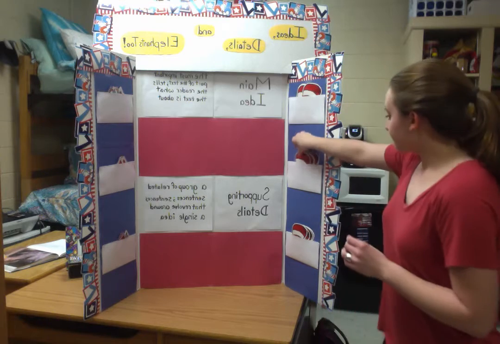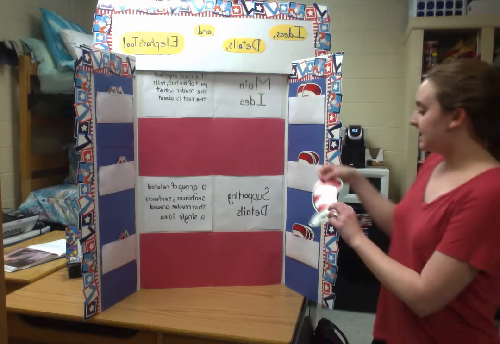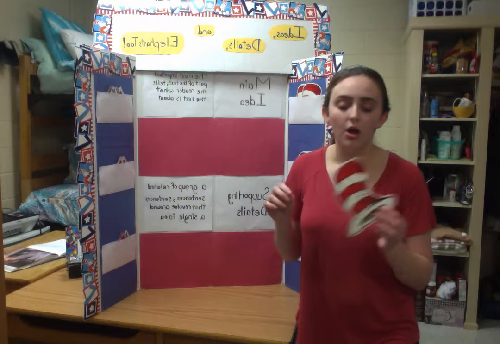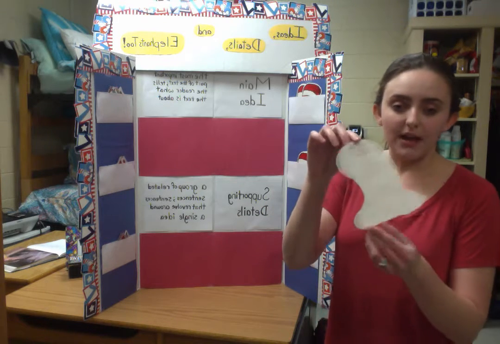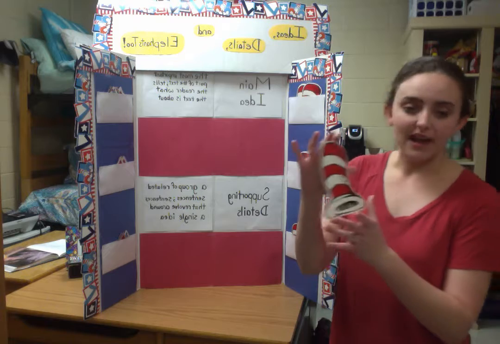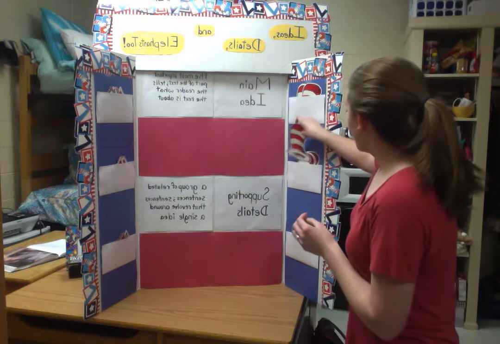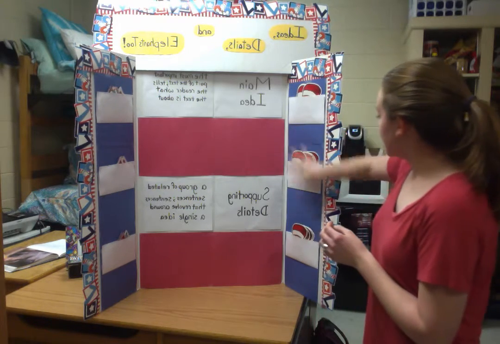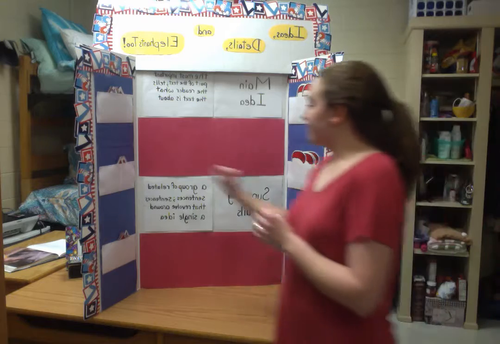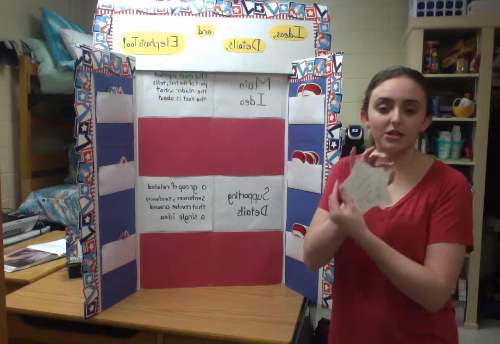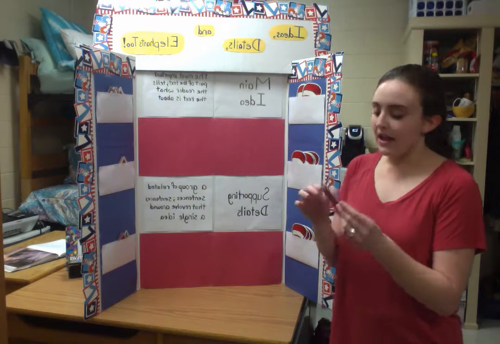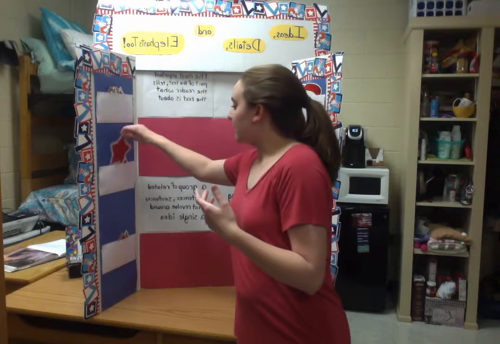What I did was, for the main idea, I had each group write on individual cutouts their main idea on the back of this red and white Cat in the Hat, and I had each group place their hats in these pockets on the left, and then for the right side of the board I had these stars that I had them write their supporting details on, and then I also had them put them in the pockets.